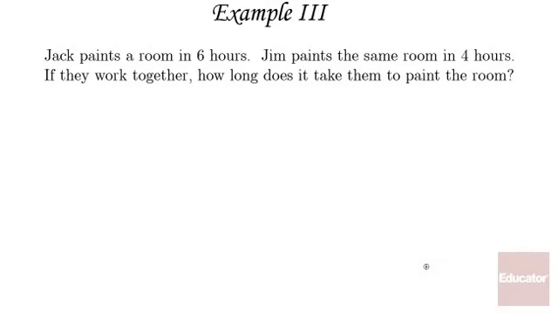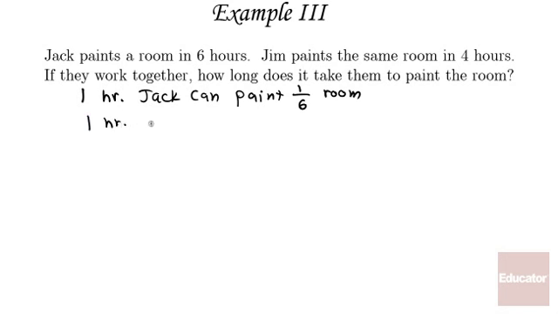Okay, the third example is a work problem. Here, Jack paints a room in 6 hours. Jim paints the same room in 4 hours. If they work together, how long does it take them to paint the room? All right, so in 1 hour, Jack can paint 1/6 of the room. In 1 hour, Jim can paint 1/4 of the room.